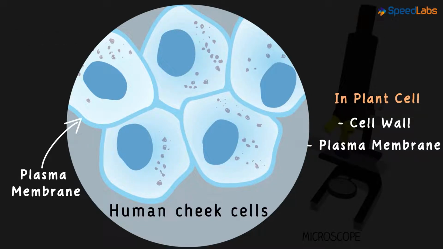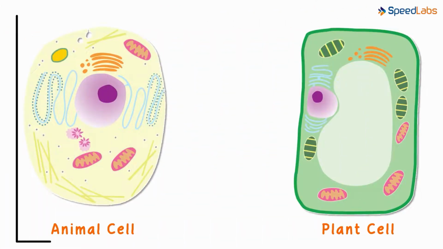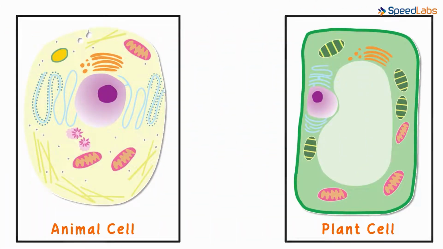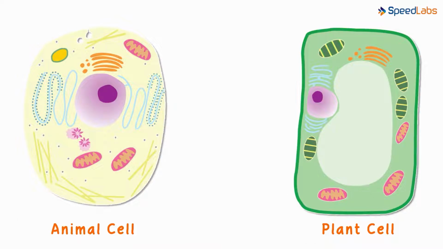Okay, how about we do one thing? Let's understand the animal cell by comparing it with the plant cell. There are many other differences. Can you spot them?